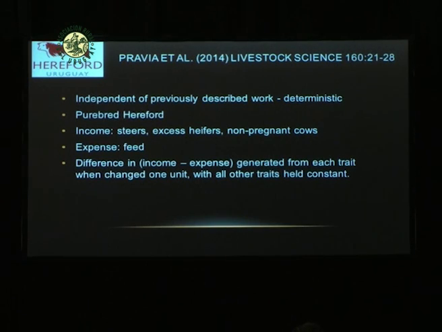The Uruguayan work is independent of previously described work. It's work that was done separately. It's for purebred Hereford. Income comes from steers, excess heifers, and non-pregnant cows. They do include feed as a source of expense, and the difference in income minus expense, if you will, generated from each trait when changed one unit with all other traits held constant, served as a basis for the economic values.